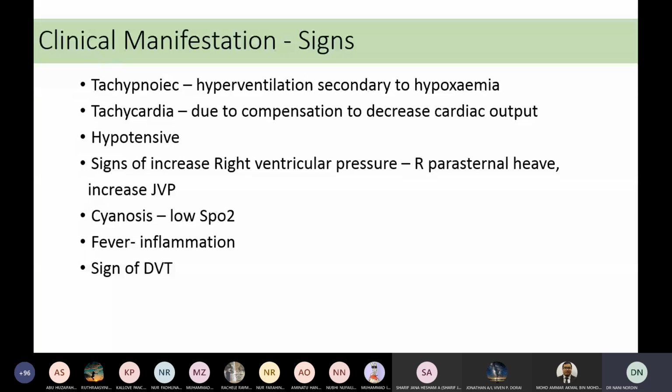And you can have signs of increased right ventricular pressure. So back to your CVS, what are the signs of increased right ventricular pressure? Right parasternal heave, increased JVP. If it's bad enough, they can come with cyanosis. This is when the SpO2 is low.